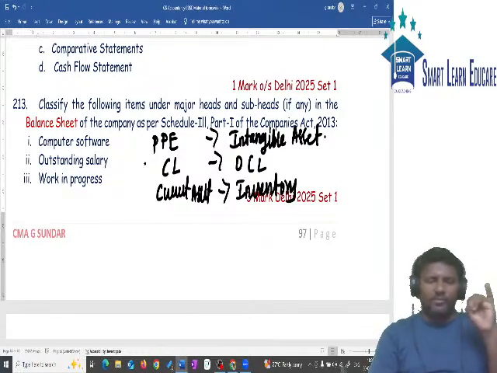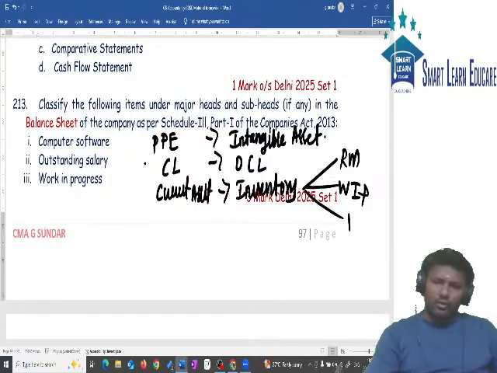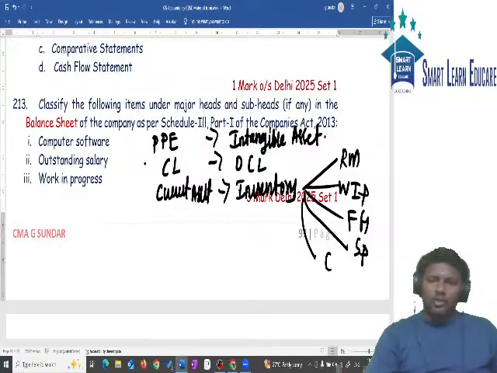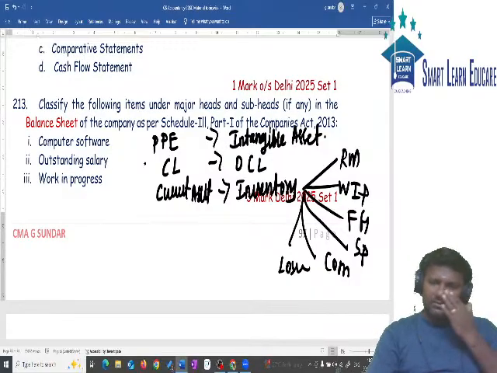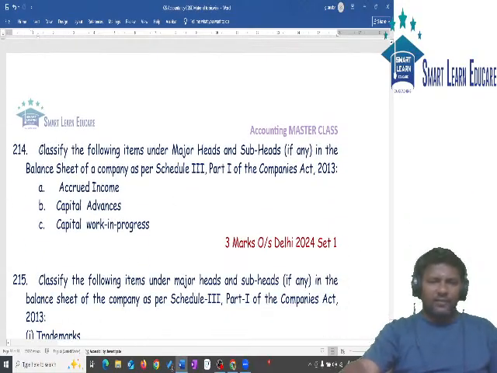In inventory, remember, raw material will come in inventory, WIP will come in inventory, finished goods will come in inventory, spare parts will come in inventory, consumables will come in inventory, and loose tools will come in inventory. Okay, next, proceeding further. Next one. Classify the following items under major heads and subheads of balance sheet.